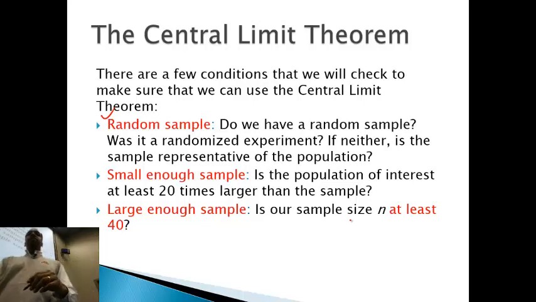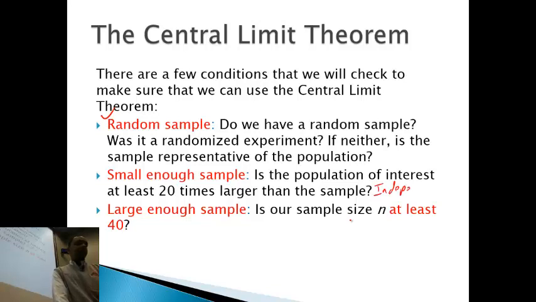Then there's a so-called small enough sample, or small enough condition. So we assume independence here, I guess you could say. But if the population is at least 20 times bigger than the sample, everything should work out just fine. So this guy, these two are interchangeable.